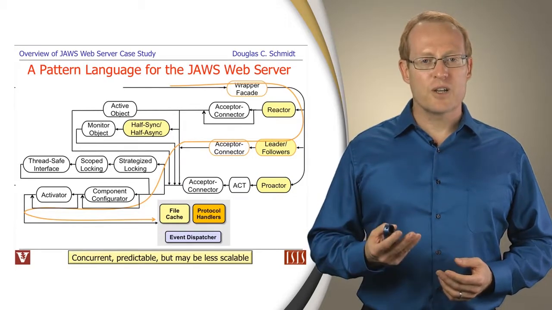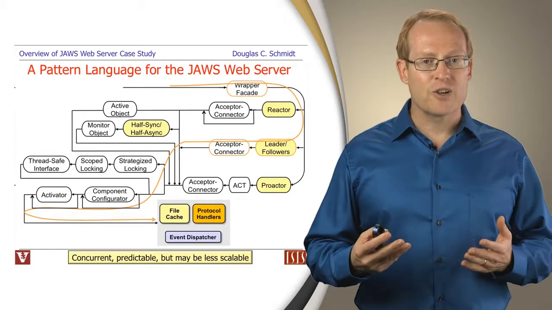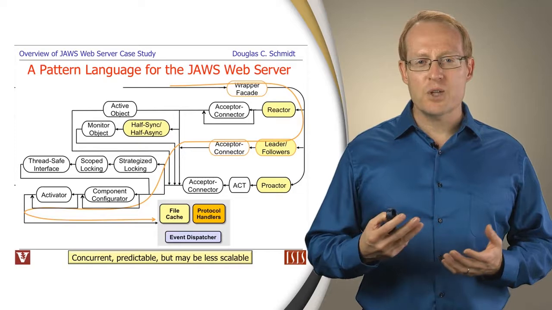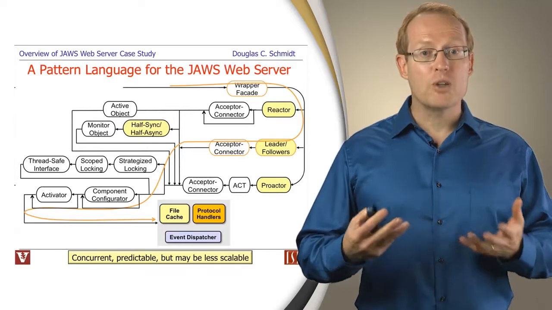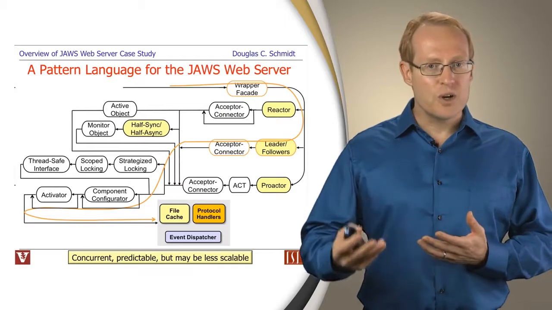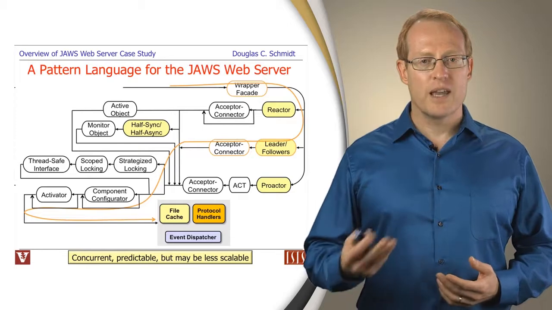To address that issue, of course, we'll apply another set of patterns in our pattern language design space. In this particular case, we're going to keep the wrapper facade, but now we're going to skip over reactor and instead apply something called the leader-followers pattern, which is essentially a more powerful multi-threaded reactor that allows a pool of threads to take turns getting the next request from a set of endpoints of request input.